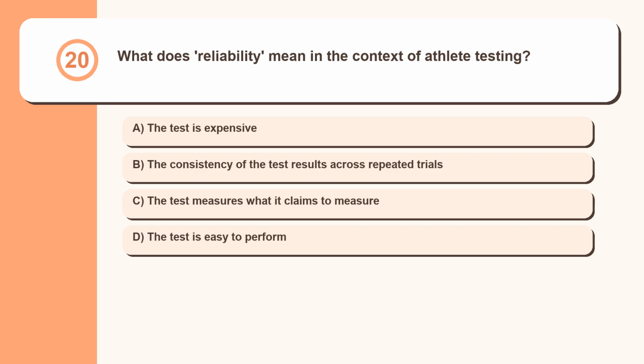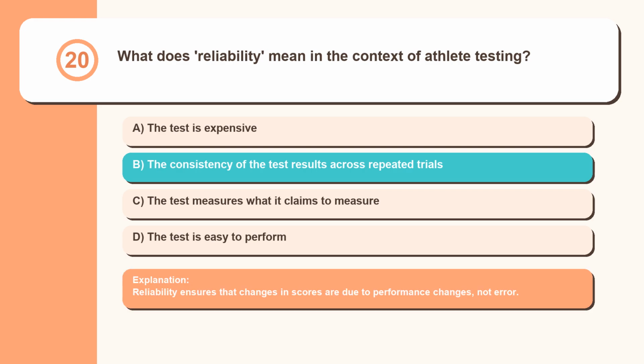Question 20. What does reliability mean in the context of athlete testing? The test is expensive. The consistency of the test results across repeated trials. The test measures what it claims to measure. The test is easy to perform. Reliability ensures that changes in scores are due to performance changes, not error.